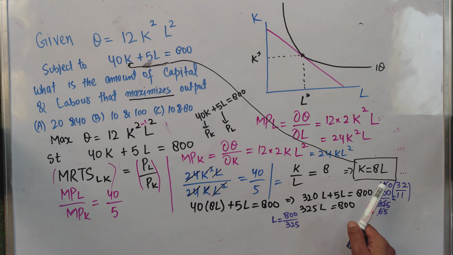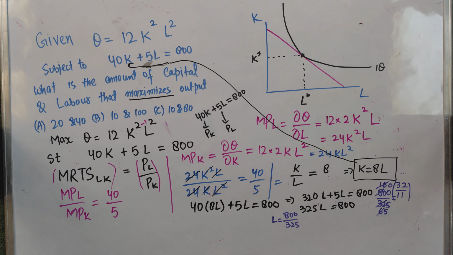Okay, k is equal to 8L. 5 1s are 5, 8s are 40. So k is equal to 8 times L. Then I plugged the value of k is equal to 8L here. So we get 40 into 8. 8 4s are 32, 330. Okay, 32 plus 5, it becomes 325 upon 800.